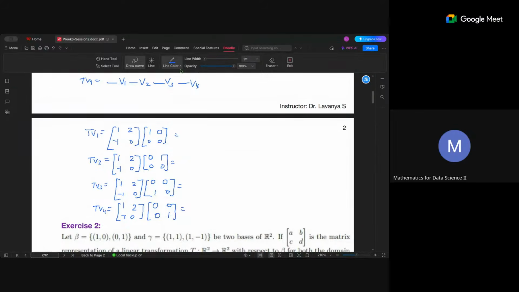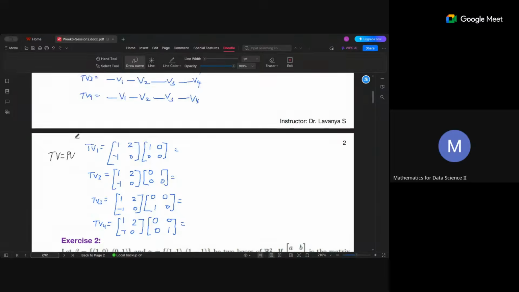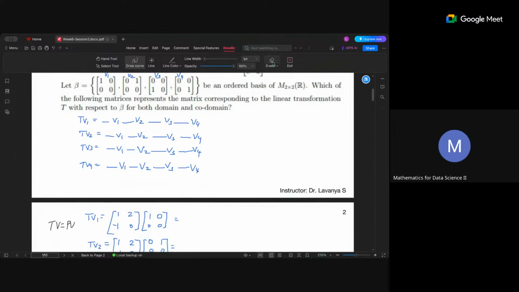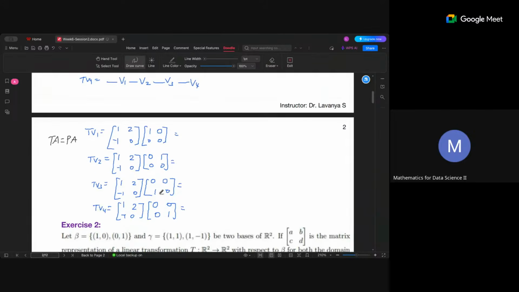See here, what did we do? We are just doing T of A equal to PA. This is the definition. Here A is V1, and then A is V2, V3 and V4.